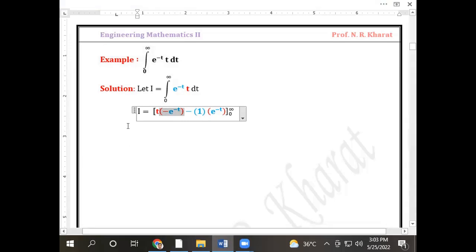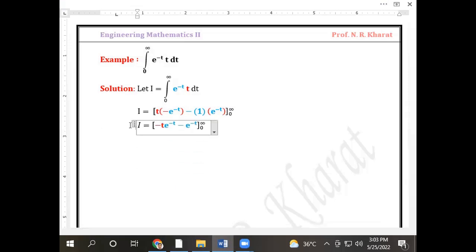When we replace the upper and lower limits, we can find the final solution of such an integration. Before putting the limits in the given terms, we have to do the simplification. Taking the minus sign common, it becomes minus t e raised to minus t. Again 1 into e raised to minus t becomes e raised to minus t. Putting the upper and lower limits, that is infinity and 0, we can find the solution.